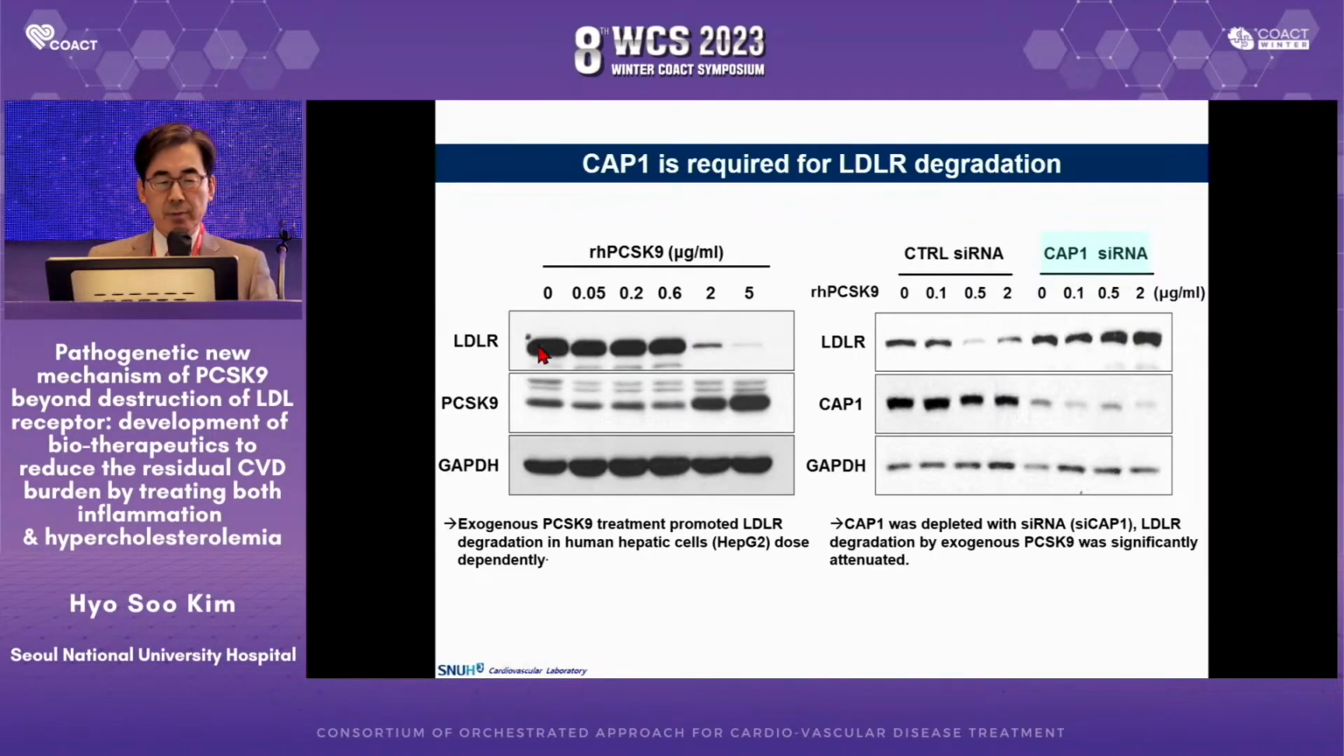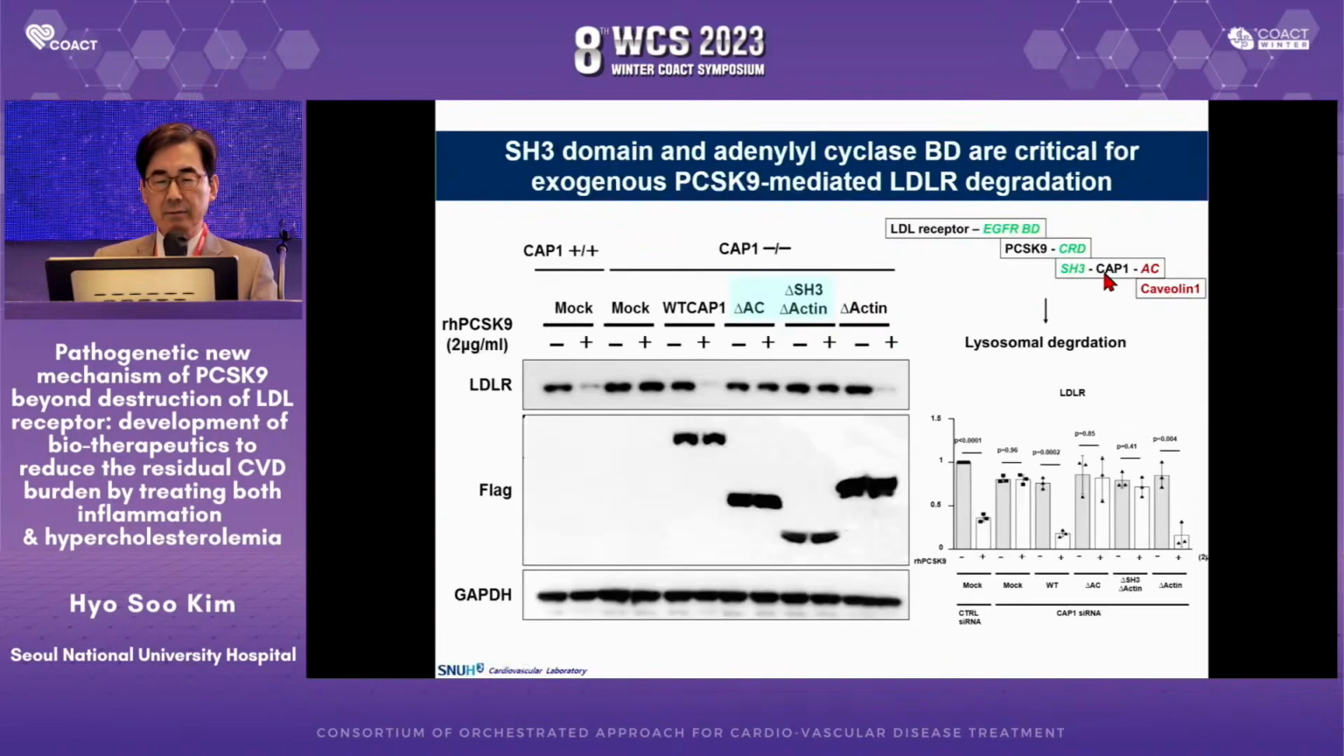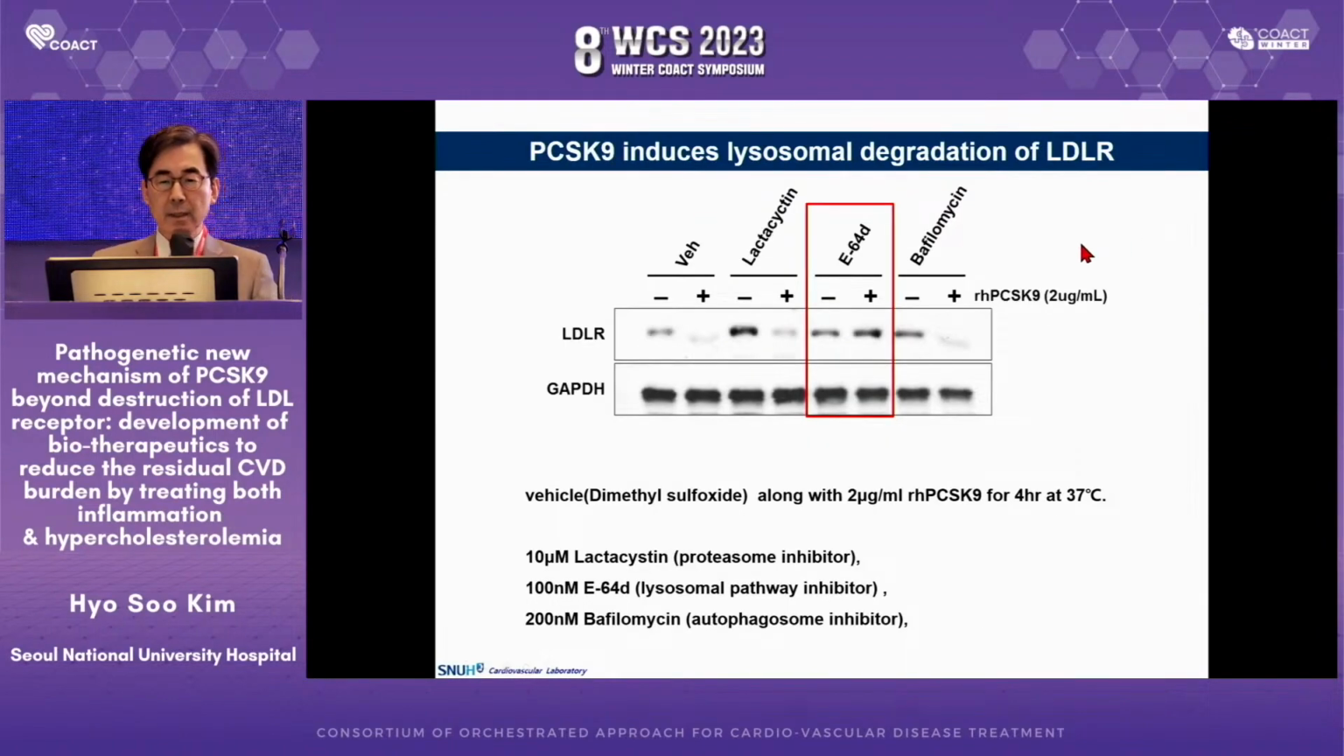Here's PC9 treatment-induced receptor degradation, which is blocked by CAP knockdown. Here, when we applied wild-type CAP, PC9 degrades the receptor, but the AC domain deletion mutant and the SH3 binding domain mutant cannot degrade the receptor. These two domains are important, suggesting this model. Lysosomal degradation is important. When we apply a blocker of lysosomal degradation, receptors are not degraded. Proteasome inhibitor and autophagosome inhibitor do not have any impact on the degradation of the receptor by PC9.